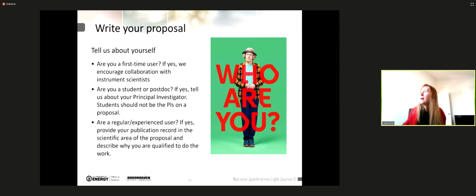All right. Then we have a section, every synchrotron has a section where you have to describe yourself and who you are, and basically to justify that you know what you're doing on this proposal. So if you're a first-time user, we really like to see that you're going to collaborate with the beamline scientists, because it's just very helpful when you're first starting to do synchrotron experiments.